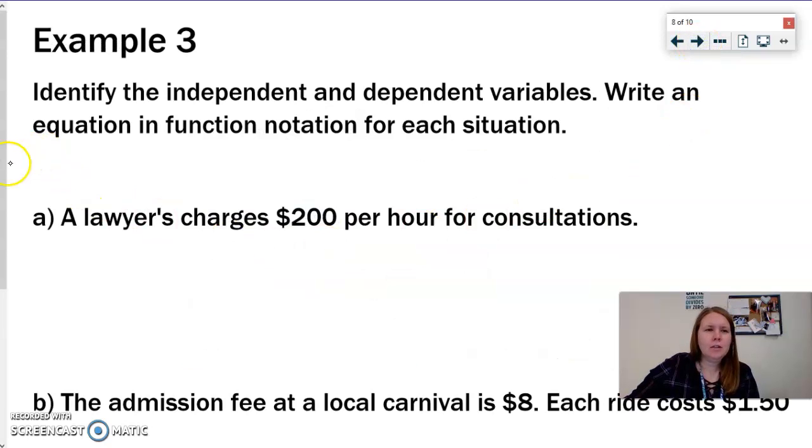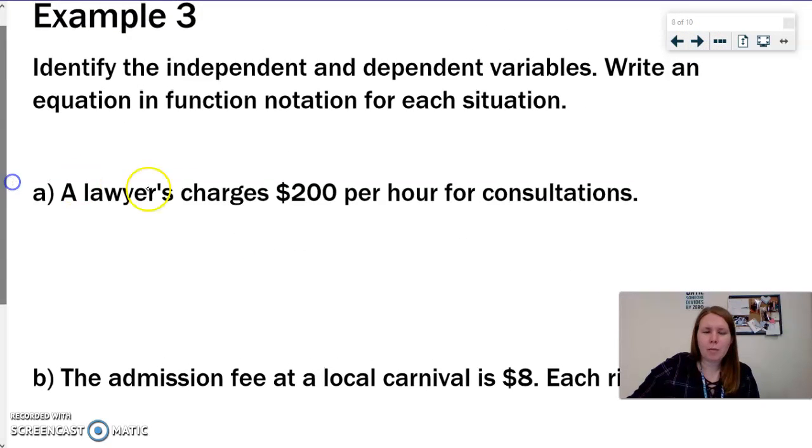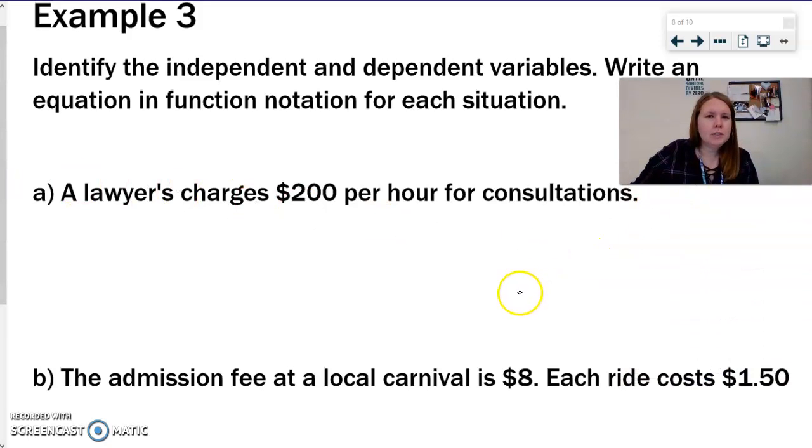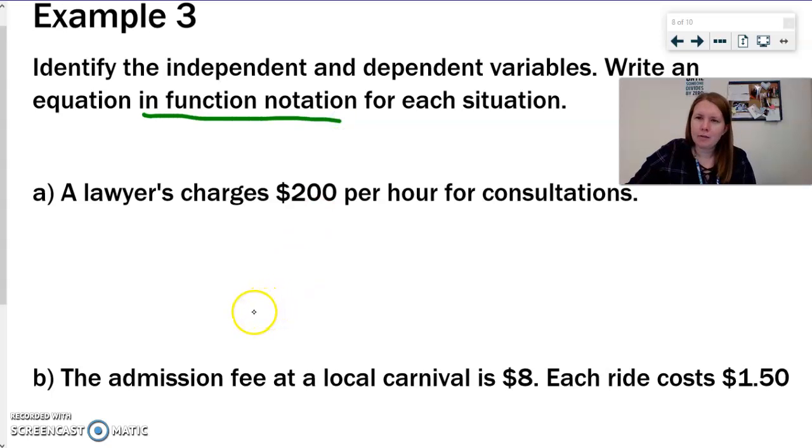So let's take a look at these two problems, and we are going to solve them out. It looks like I am identifying the independent and dependent variables, and then I need to write an equation in function notation. Because it says function notation, I am going to write it as f of x. So let's start by identifying our independent and our dependent variables.